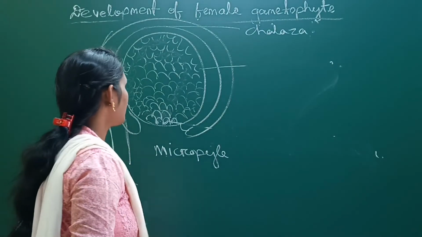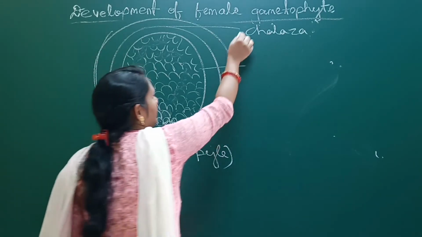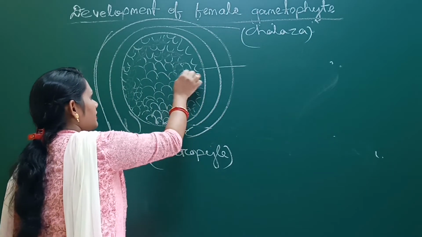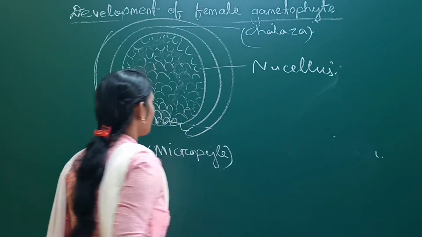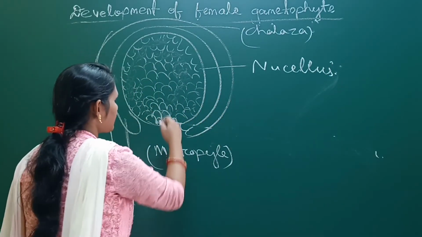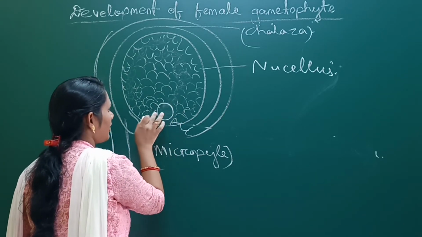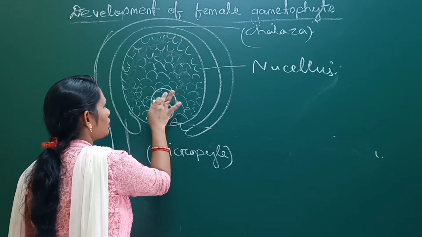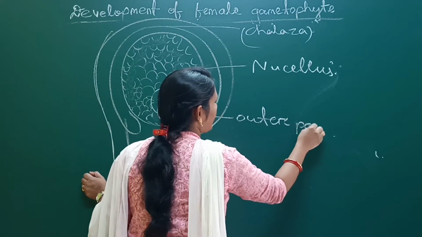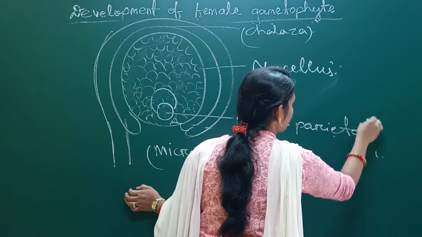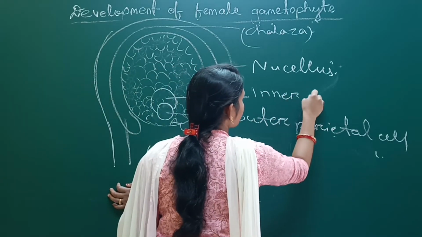Now let's know how the female gametophyte is developed. As you can see, this is the structure of an ovule, this is the micropylar end, and this is the chalazal end, and the central cells are called nucellar cells. One of these nucellar cells towards the micropylar end differentiates and divides into two cells: the outer parietal cell and the inner sporogenous cell.